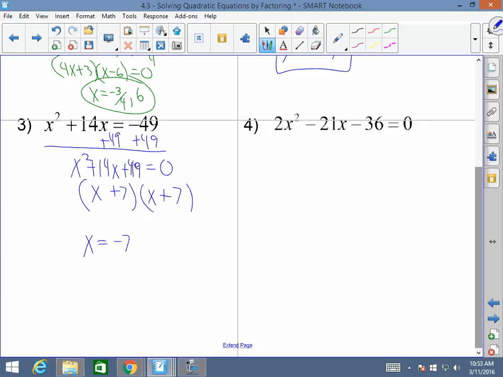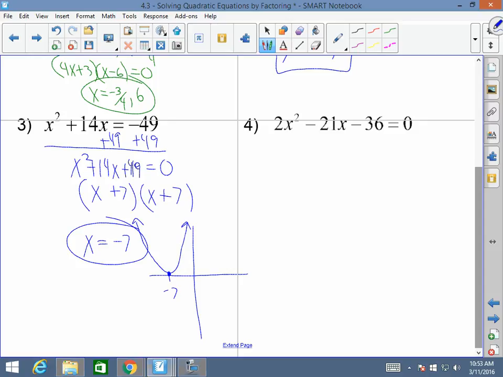Now, a lot of people ask, how does this look though? Well, this means the following. That at negative 7, it's positive, so is it going up or down? So it's going like this. In this particular case, that's going to be your vertex.